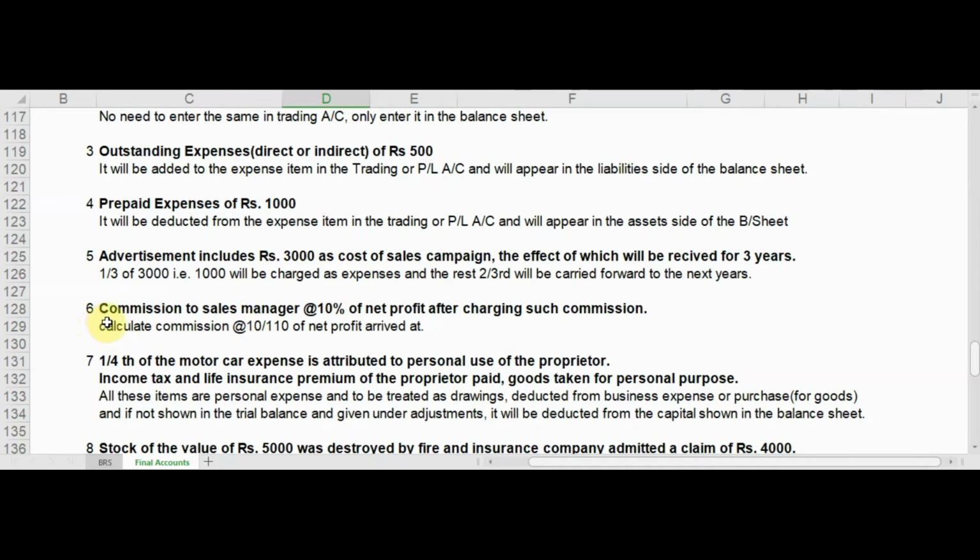Next, commission to sales manager at the rate of 10% of net profit after charging such commission. Now, how will the commission be calculated? We will calculate the commission at the rate of 10 upon 110 of net profit, and we will get the 10% commission after charging such commission. First, we will find out the net profit before charging the commission, and we will multiply it by 10 upon 110, and we will get the commission on after charging basis.